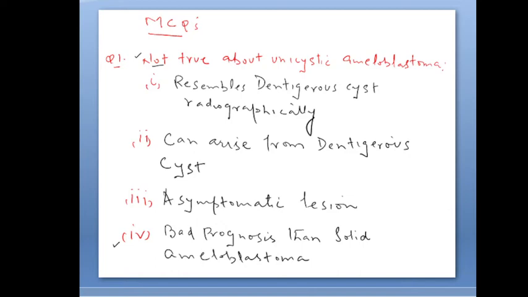Option number three, asymptomatic lesion. Again, it is correct because mostly, unless affected by some other inflammatory conditions, it is largely asymptomatic. And regarding option number four, it is wrong because unicystic ameloblastomas have a good prognosis compared to solid ameloblastoma. So, not true is bad prognosis than solid ameloblastoma.